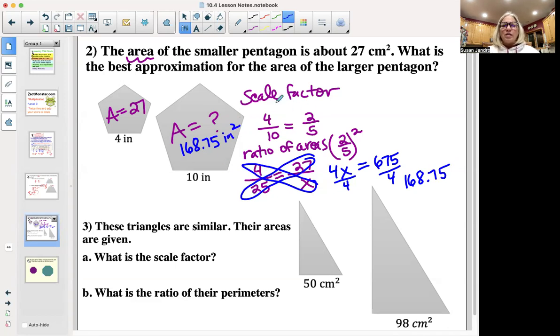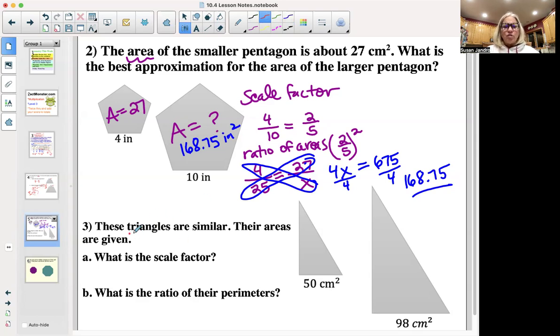Okay, so look what we did. We took the scale factor. We squared it because we know that the ratio of the areas is the square of the scale factor of the sides. Then we set up a proportion: the small pentagon is to the big pentagon as the small area is to the big area, and then we found our answer. Okay, let's try another one.